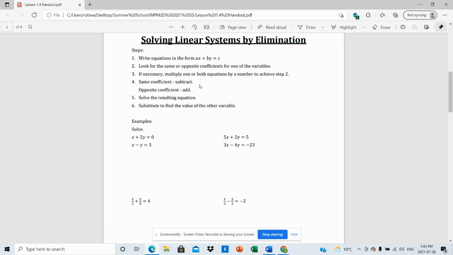Once we've done that, we're left with one variable, so we're going to solve that equation and find out the solution for that variable. And then we're going to substitute that solution into one of our original equations to find the value of the other variable.